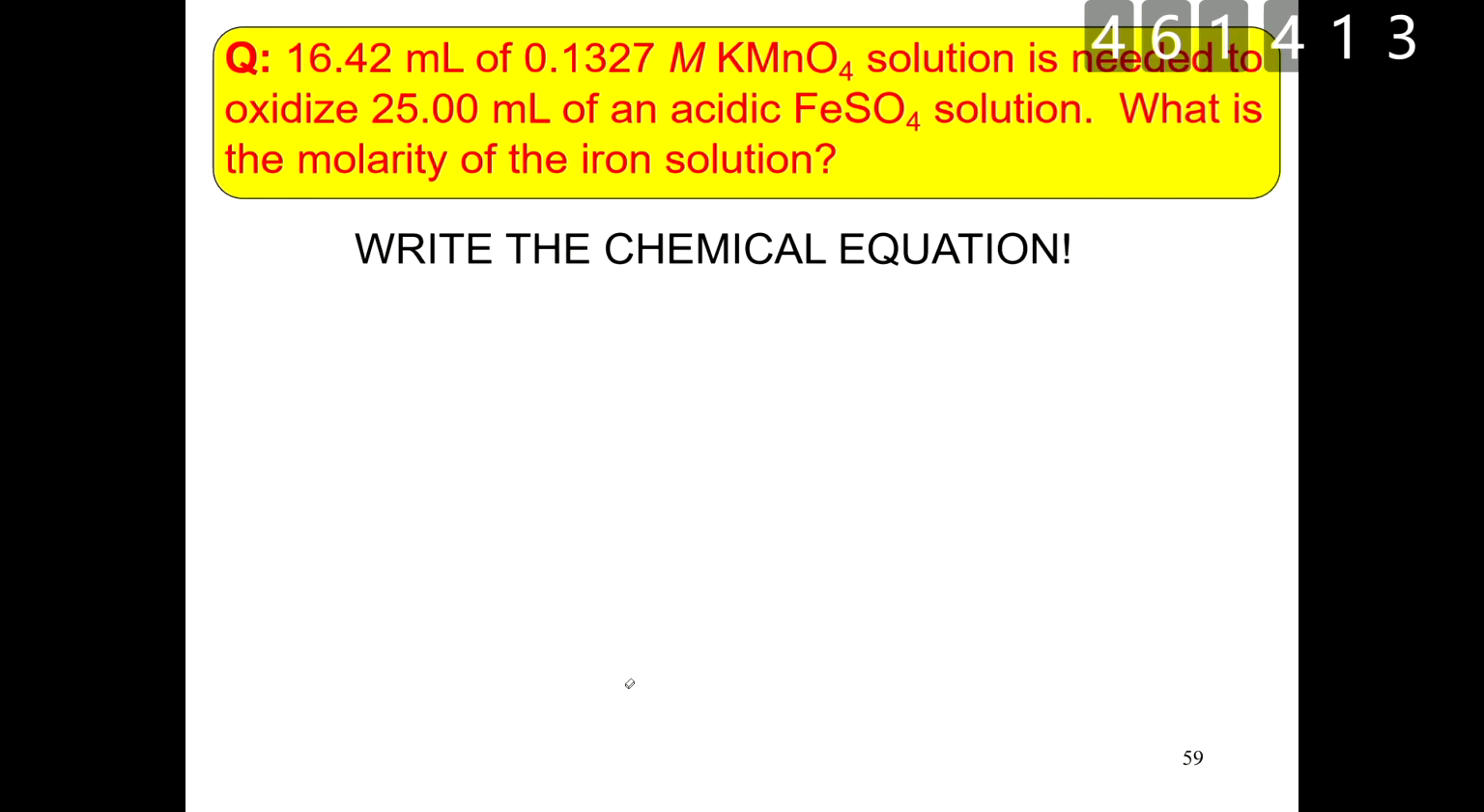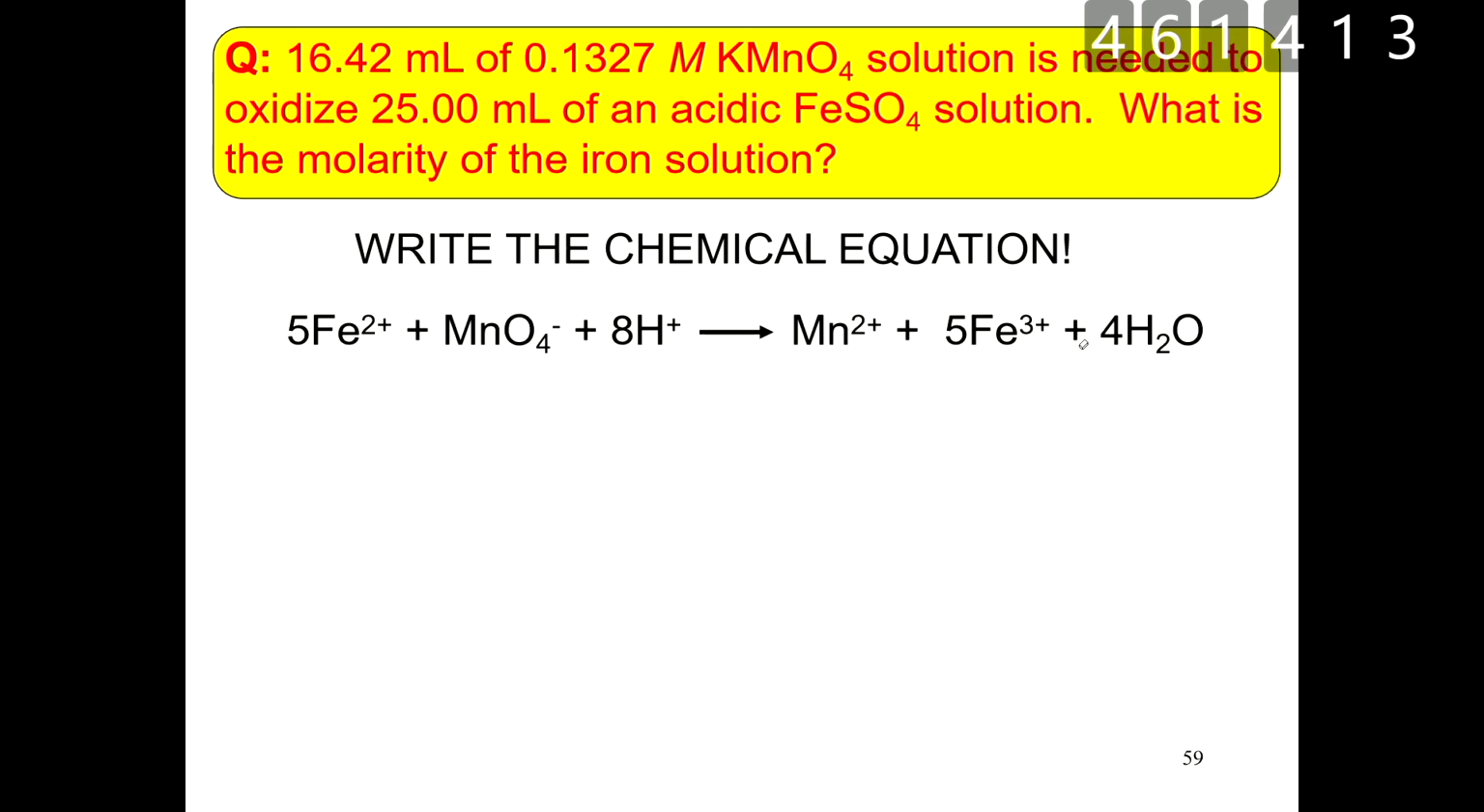Okay, second question. 16.42 milliliters of 0.1327 M KMnO4 solution is needed to oxidize 25 milliliters of acid FeSO4 solution. What is the molarity of the iron solution? And of course, you should write the chemical equation. Okay, the chemical equation like this.